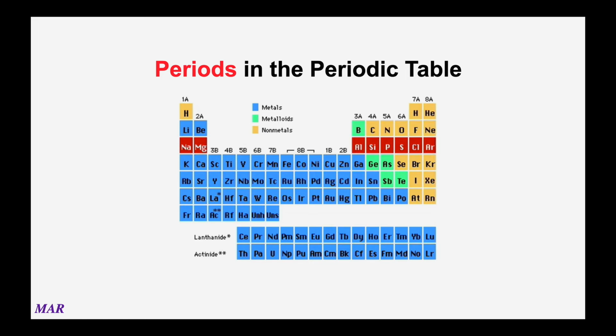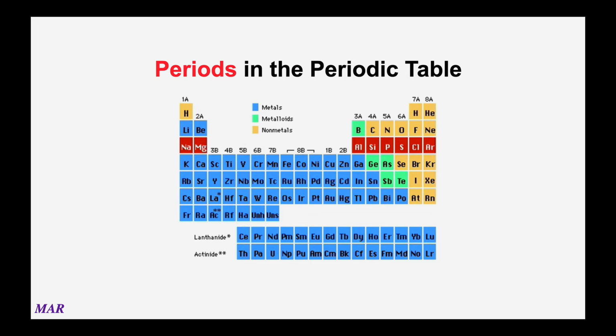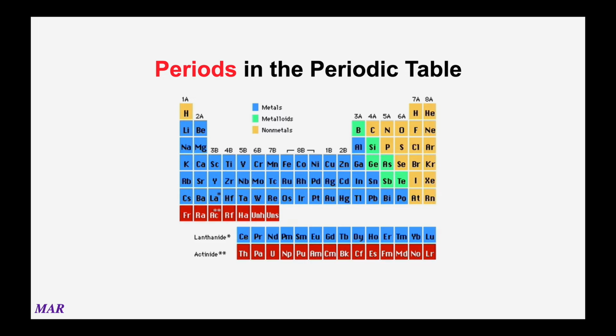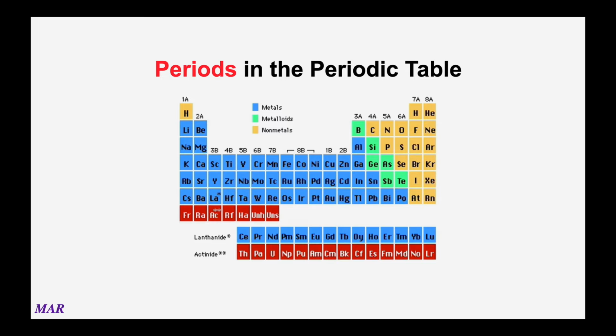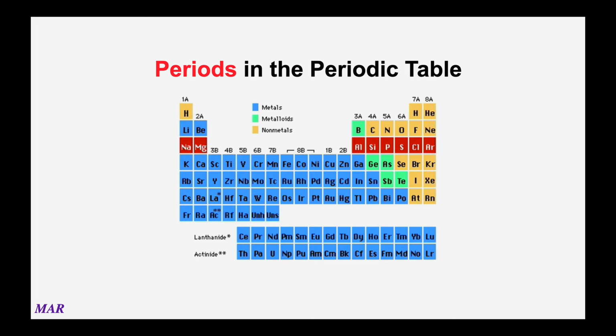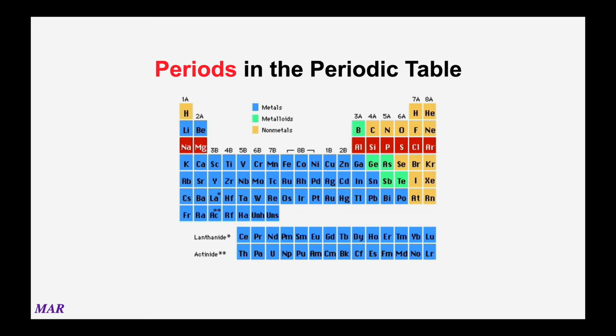Notice on this periodic table, hydrogen is listed both on the left and the right. Sometimes hydrogen acts more like an atom on the left in group 1A, and sometimes it acts more like it is right here on the right. We'll talk about this more later, but just realize hydrogen is kind of flexible.